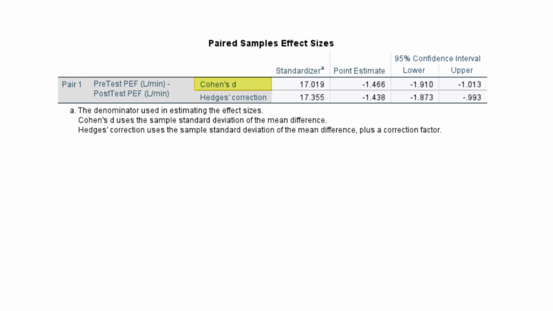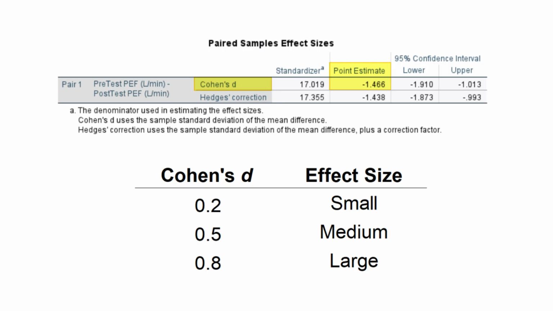Now let's check Cohen's d in the paired samples effect sizes table. This tells us how big the difference between the two conditions is. We want to look at the value under point estimate. We have a Cohen's d of minus 1.466. This is considered a large effect size based on the conventional benchmarks.